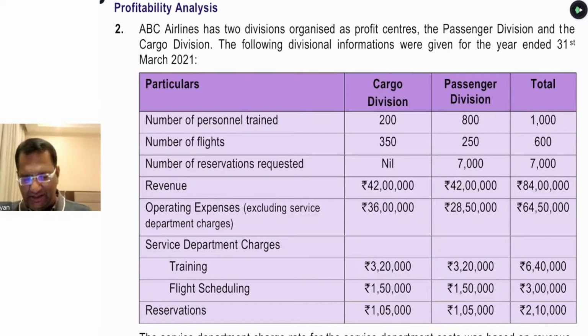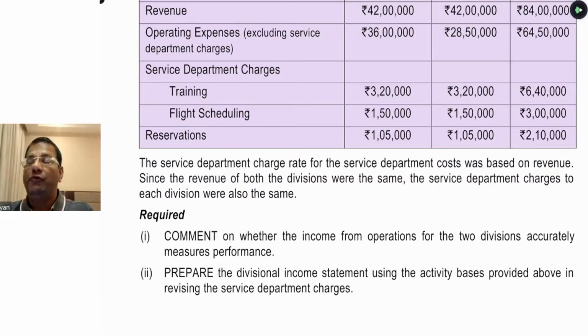Okay, in this question, in the first requirement, they have asked whether the income from operations they calculated is justifiable, whether on that basis we can measure the performance of the organization or not. We straightforwardly say no, the division performance doesn't accurately measure the performance. The logic is very simple: the service departmental charges are charged to both departments arbitrarily, based on revenue, irrespective of whether they take the services of a particular service department or not. Based on the revenue ratio, they allocated overhead to both the products. So that is illogical.